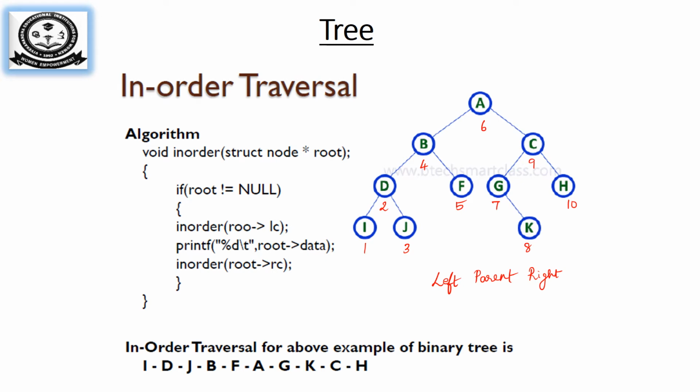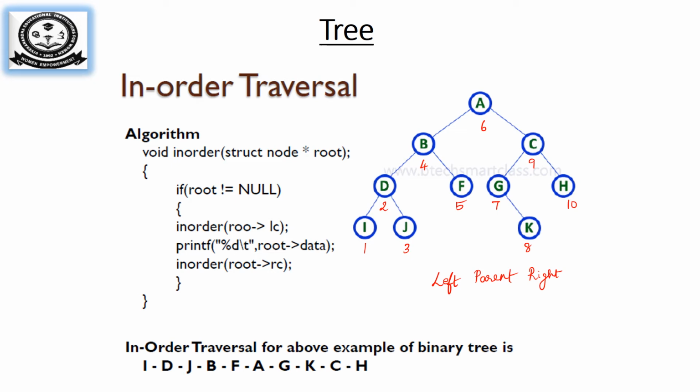But for a binary tree, what is a binary tree? A tree that has at most 2 children. At most 2 children means it can have 0 children or 1 child or 2 children. So for a binary tree we can have 3 types of traversals: in-order traversal, pre-order traversal and post-order traversal. Now the diagram is given as a binary tree, and for this we are going to do in-order traversal. So what is the in-order traversal? We will visit the left child first, then the parent node, then the right child.